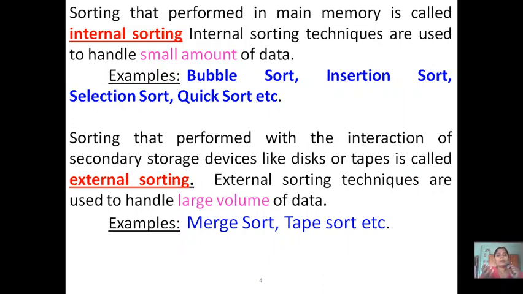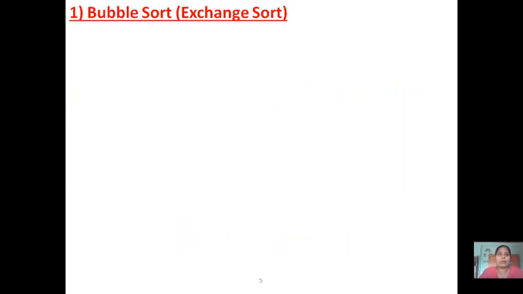So the amount of data is very large. In that case the sorting process is considered an external sorting process. Merge sort comes under this procedure. Now let us understand exchange sort. This is also called bubble sort.